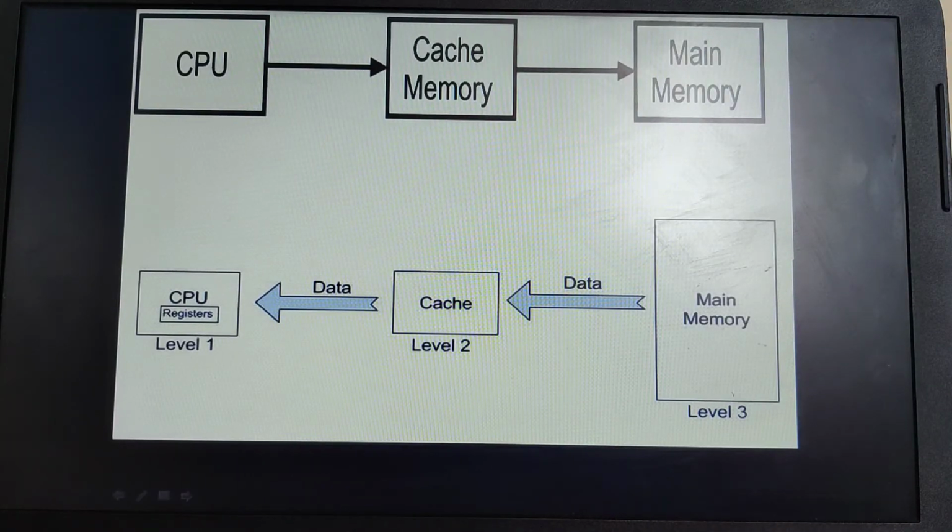Once the data has been loaded into the computer memory, usually the CPU will first look in the cache memory for whatever data or instructions are required for processing. If the data is not found in the cache memory, the CPU will look for the data or the instructions in the main memory. Then the main memory will transfer the data to the cache memory, and again from the cache memory to the CPU.